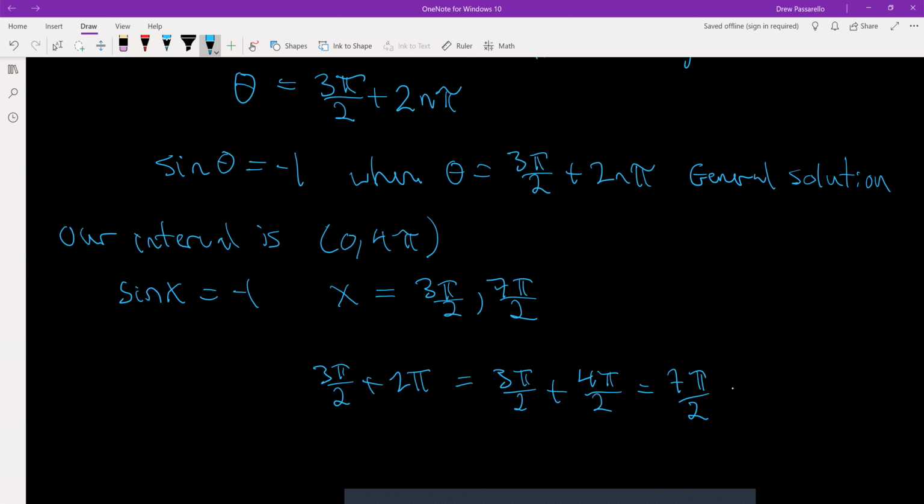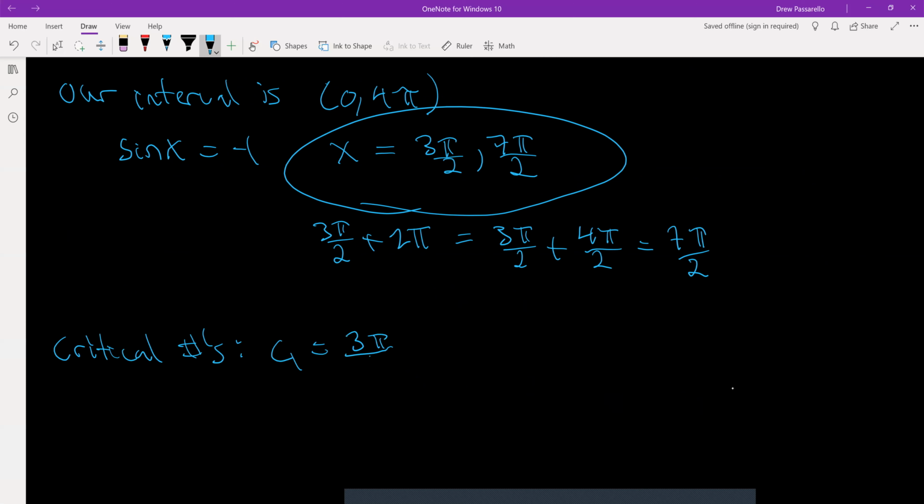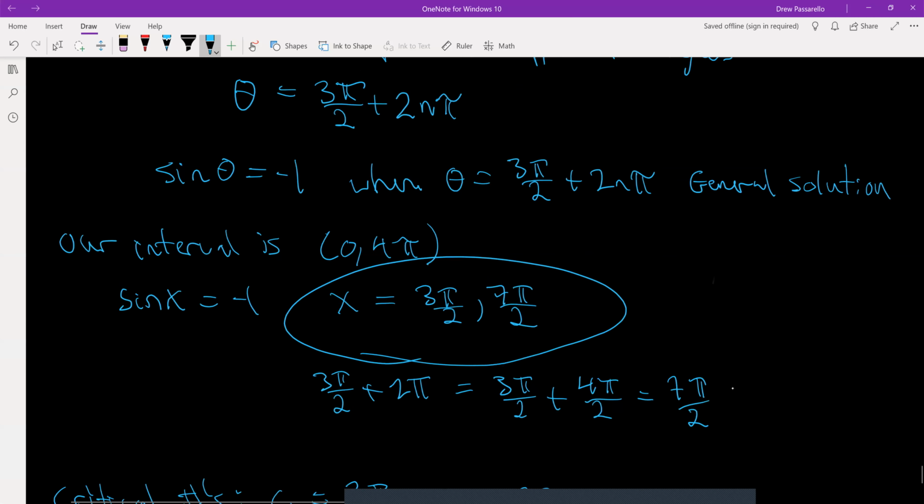All right, so I have these values. So my critical numbers: c1 is 3 pi over 2, and then c2 is 7 pi over 2. All right, and this is the specific solution.